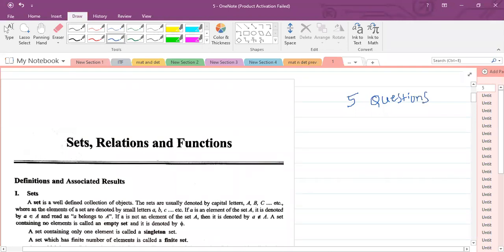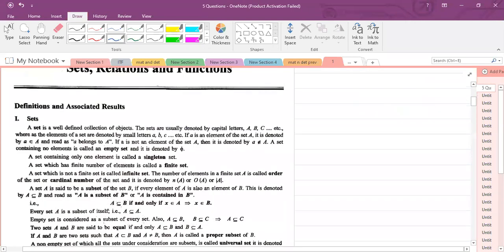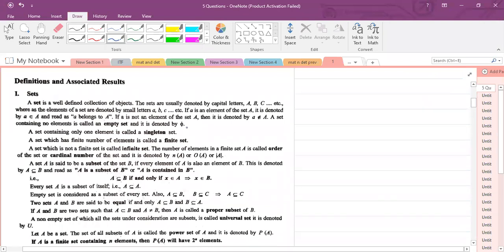So let us briefly discuss the synopsis of this. Sets, first of all. I will not discuss all these definitions. Sets are a well-defined collection of objects, and a set which has a finite number of elements is called a finite set. I will not go into all the detailed discussion, but I'm explaining a few important concepts, but you go through this synopsis. That's why I sent this PDF yesterday.